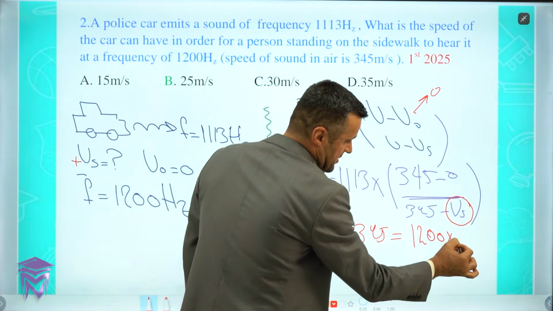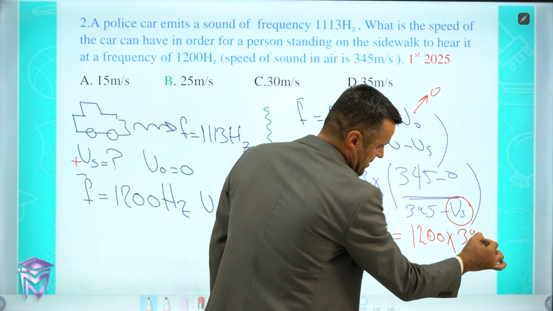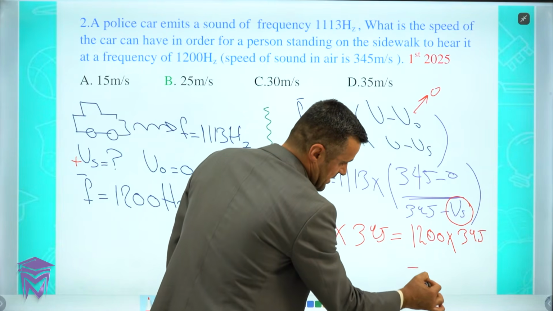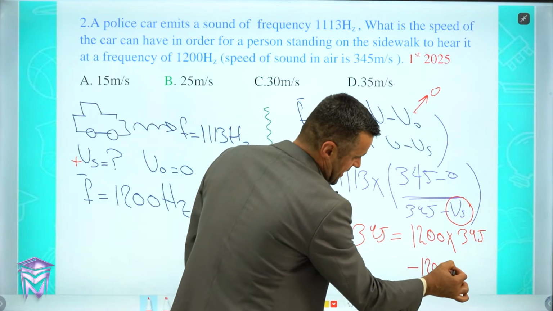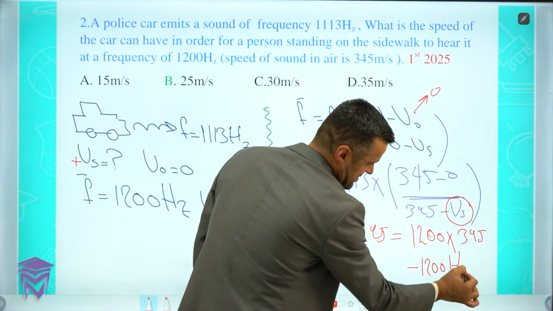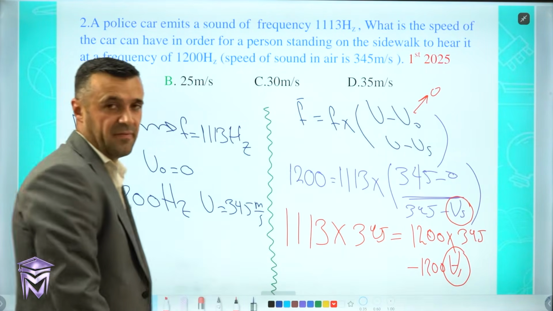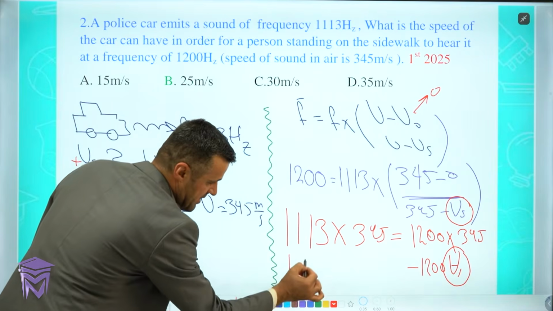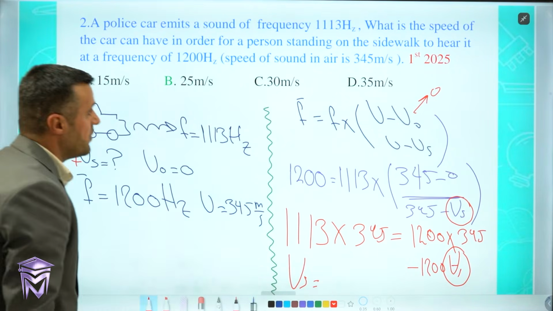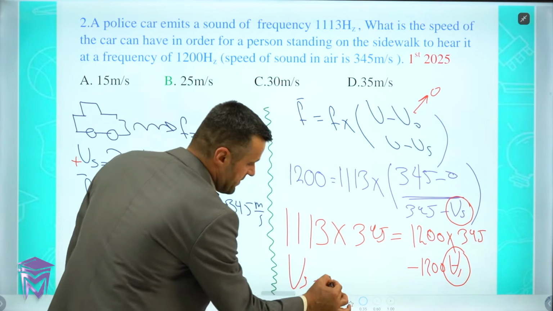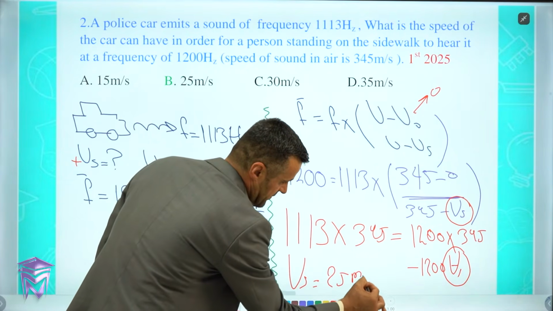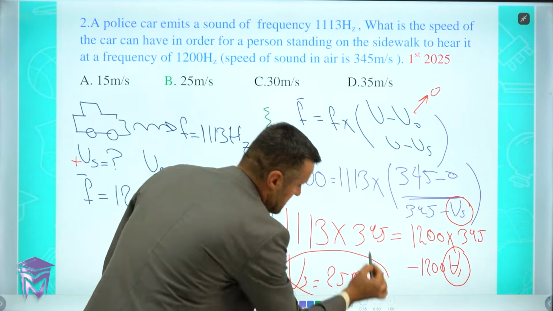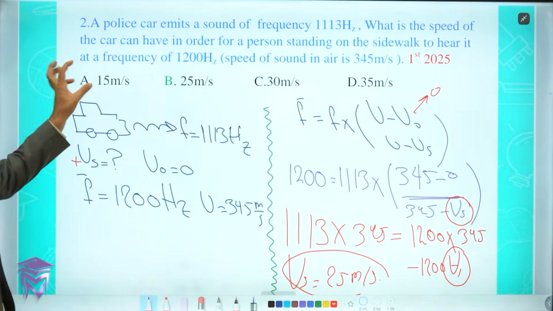Now we can find Vs. Vs, the speed of the police car, is 25 meters per second.